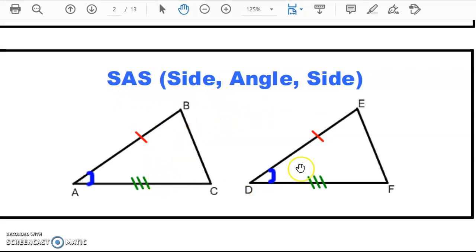Two sides and an angle in between. What's really important for SAS is that the angle in between the two sides is the one that is marked congruent. Here's your two sides. Here's the angle in between. So it's side, angle, side. How these two triangles are going to be proven congruent by the SAS postulate.